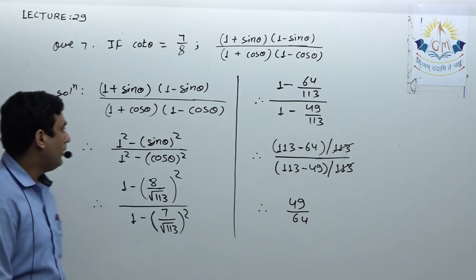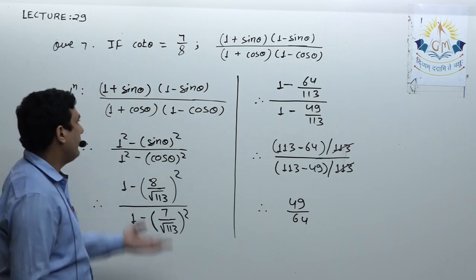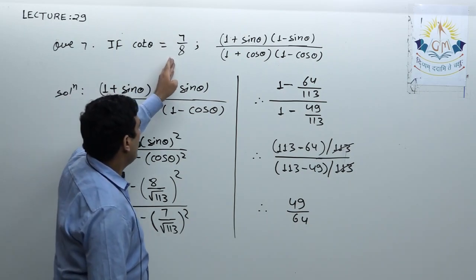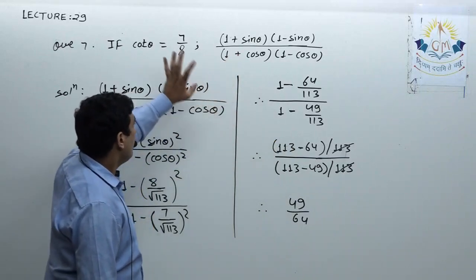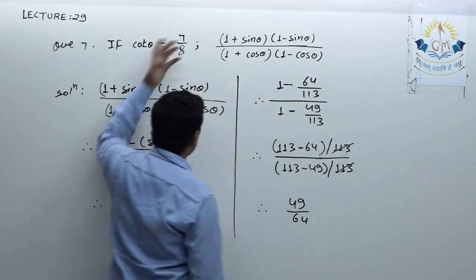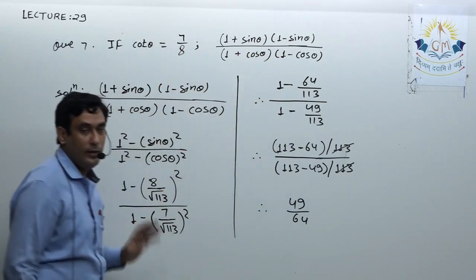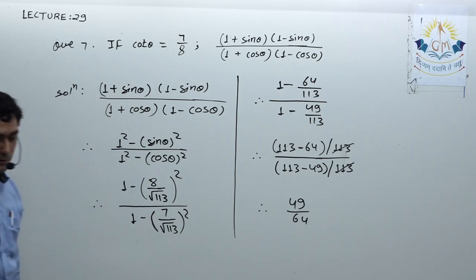Okay, so note it down, then we'll see its second part, that you have to find cot square theta. It's very easy. If cot theta is equal to 7 by 8, then cot square theta will be 49 upon 64. So actually this complete expression, if we simplify, is equal to cot square theta. That we'll see in our next lecture. So note it down, then we'll come to the next question.